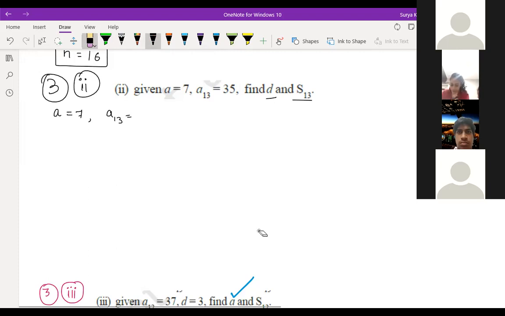a13 is equals to 35. So we can write same thing as a plus 12d is equal to 35. Do you know, children? We can write this a13 as a plus 12d. Do you know that, everyone? Yes, sir.